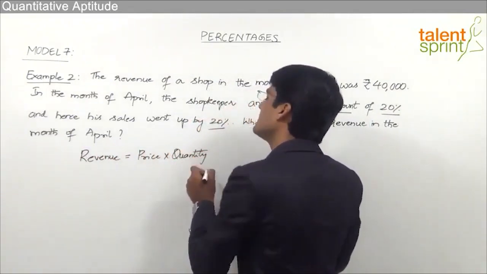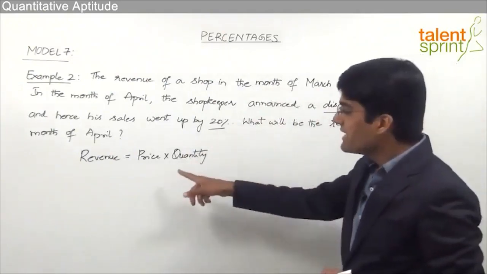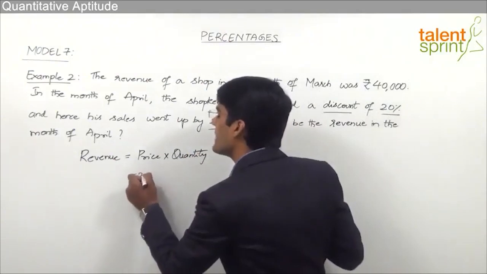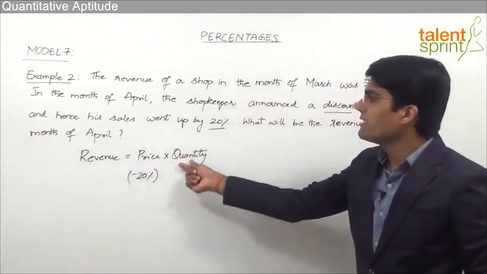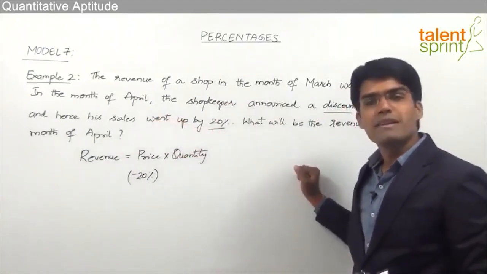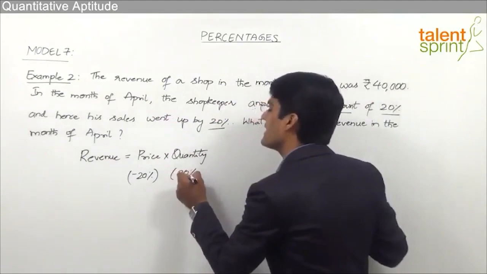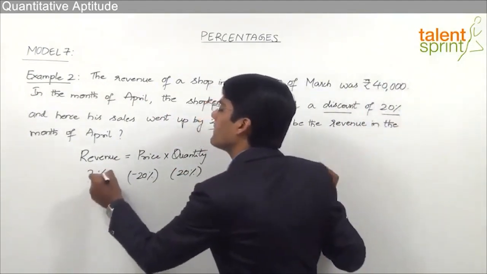Now as you can see here, the shopkeeper has announced a discount of 20%. That means very clearly the price has decreased by 20%, and a decrease of 20% should be taken as minus 20%. And because of that, the quantity or the sales went up by 20%. Went up by 20% means what? An increase of 20%, which should be taken as plus 20%. And we are supposed to find out the effect on revenue.